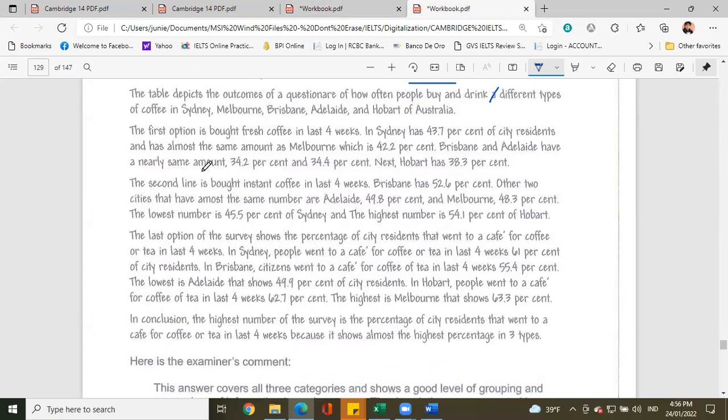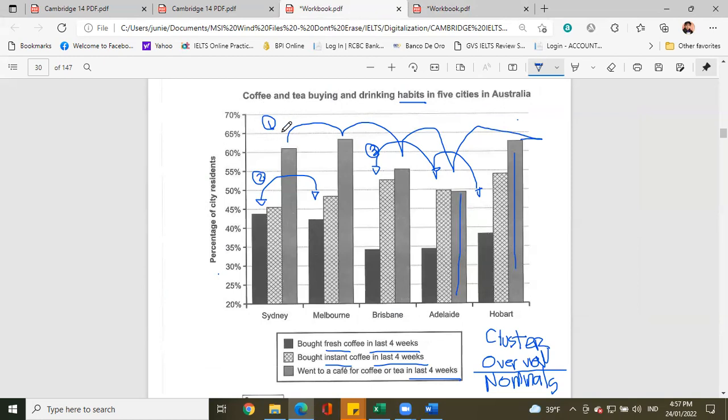Okay, so the overview is not here. He's already straight in his body paragraph. This is the overview right in the bottom, but you can also alternately put the overview up there if you want to. Let's read the overview. In conclusion, the highest number of the survey is the percentage of city residents that went to a cafe for coffee or tea in the last 4 weeks. Okay. Because it shows almost the highest percentage in 3 types. So as we can see from the overview, among the 3 possible overviews, he only focused on the highest.